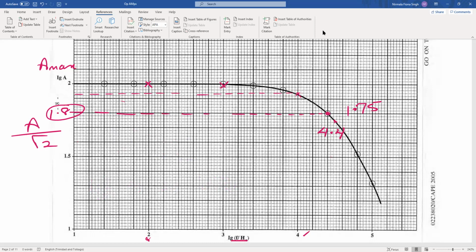Somebody tell me, if my gain was 2, what will be my A over root 2 if my gain is 2? 1.4. Now, this is where you can make a little mistake. This here tells us log of A. Log of A is not equal to A, because let's look at how our values will work.